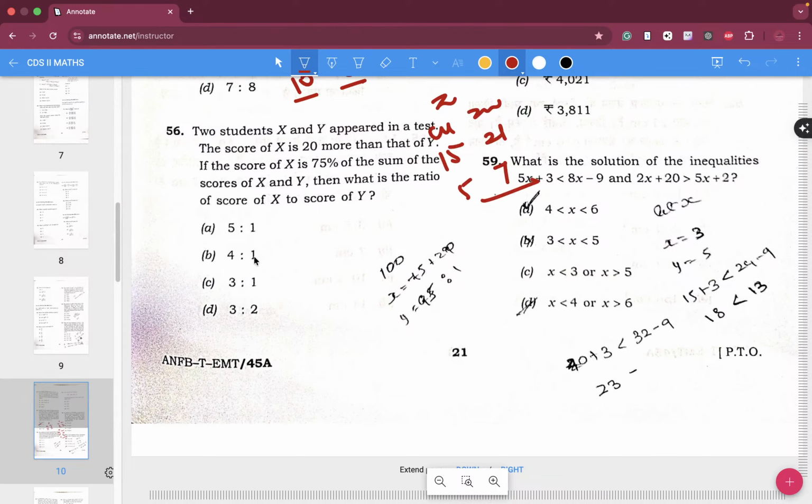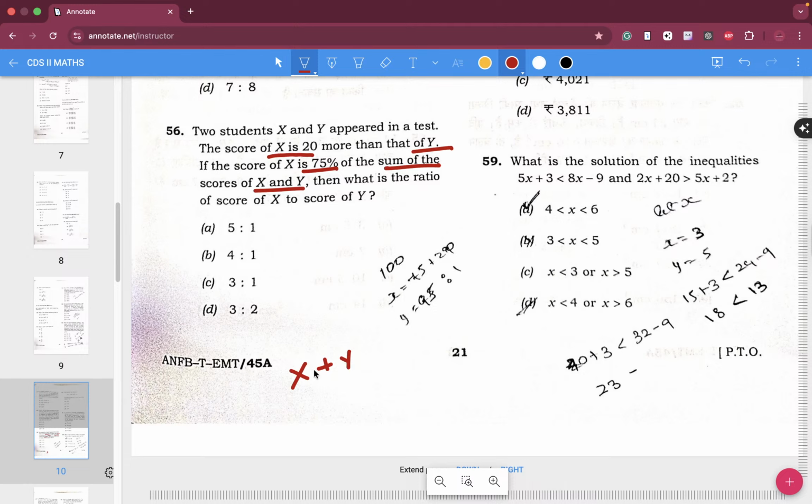Two students X and Y are preparing for a test, right? X scored 20 marks more than Y. If the score of X is 75% of the sum of X plus Y, okay, X is scoring X marks, Y is scoring Y marks, into 0.75 is equal to how much? X. This is what it is saying. Then what is the ratio of X to Y?